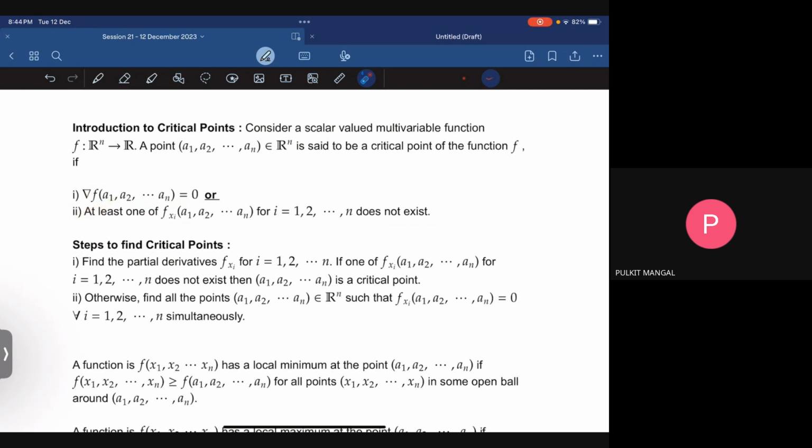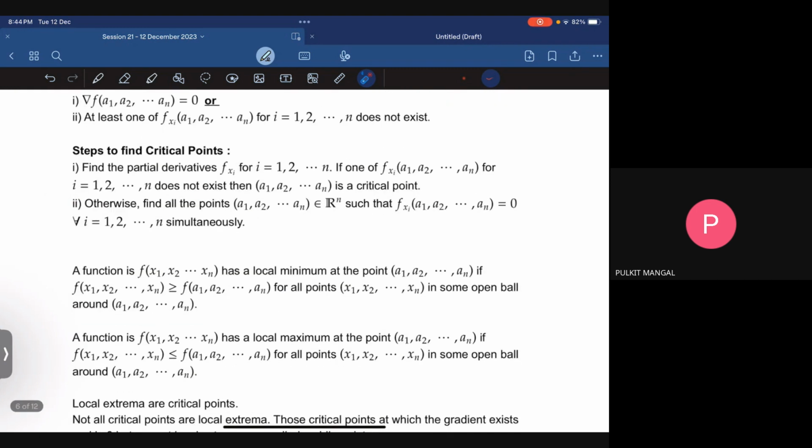Only in that case do we consider that point as a critical point. So the steps to find a critical point: first try to find the partial derivative with respect to each variable. It can happen that one of the partial derivatives does not exist, then we can simply say the given point is a critical point.